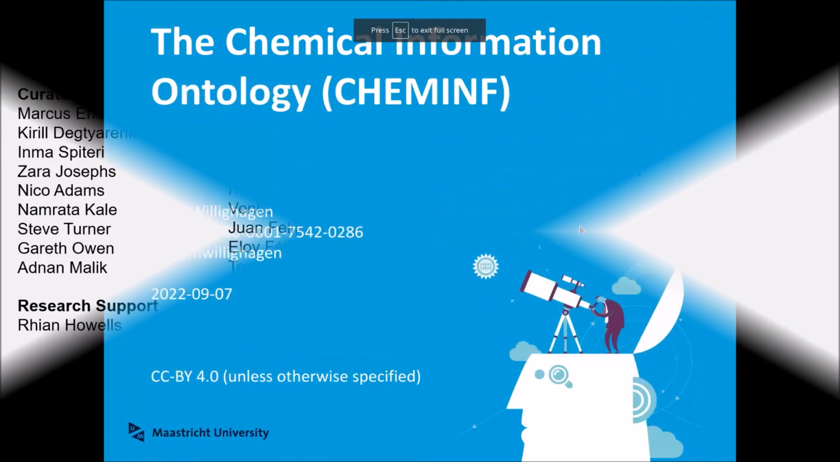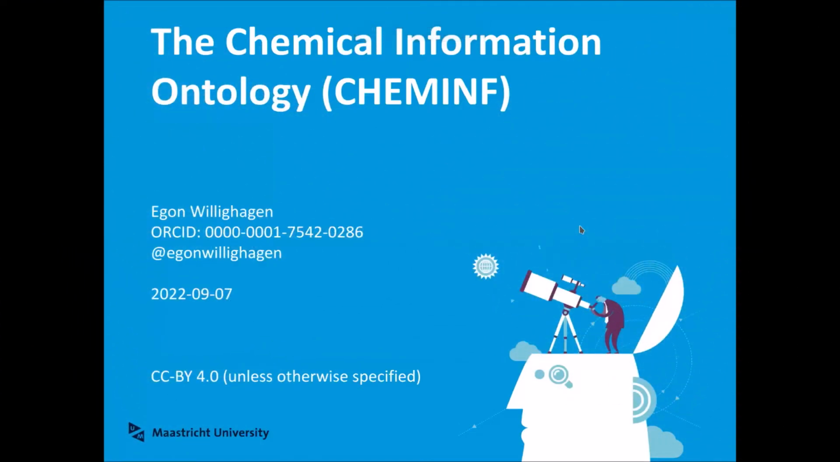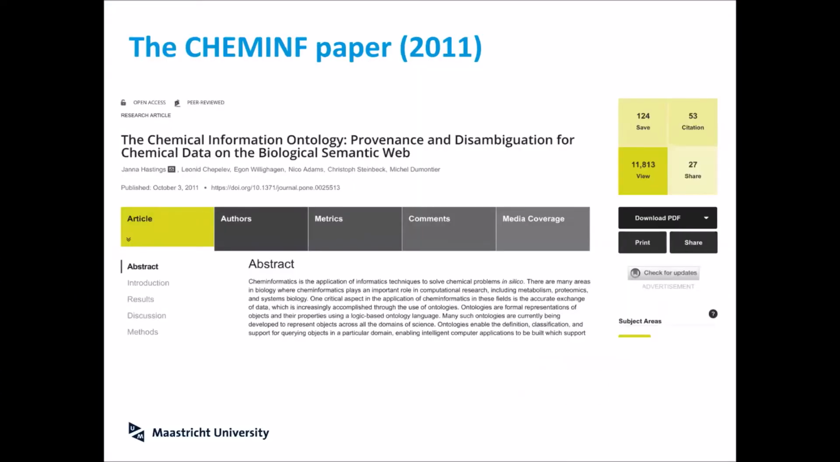So the Chemical Information Ontology is what I will present here. This is the paper from 2011. There are too many slides to cover in 7 minutes, so I will go through it, but I will give the link in the document. And the Chemical Information Ontology is, as it describes here, to write down the provenance and disambiguation of chemical data, and some of the use cases were the biological context, but really the use in the semantic web.